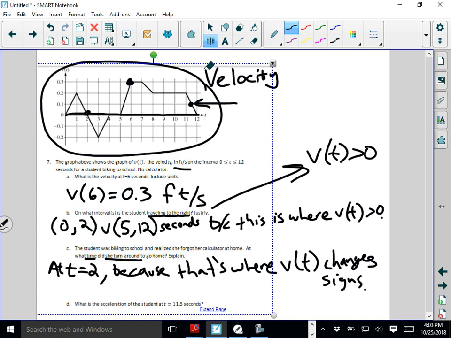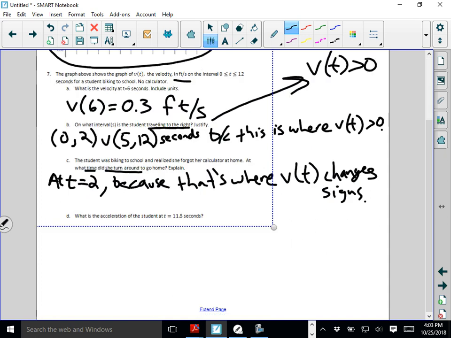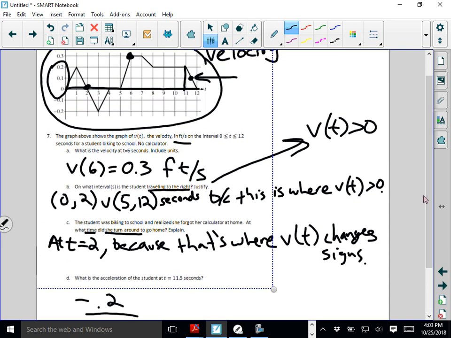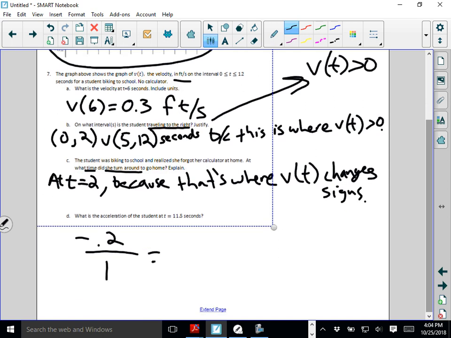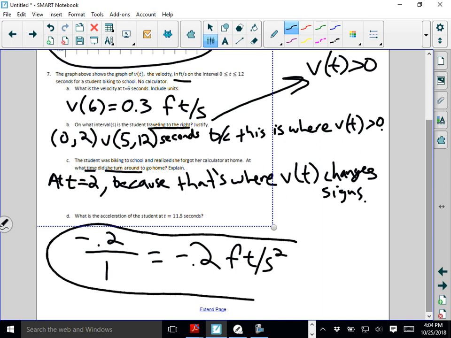So when I look at it, whenever I calculate slope on a graph, I just look at rise over run. Our rise here is we drop 2 blocks. Remember, the blocks are all 0.1 here. So I drop 0.2 and I run 1. So I get negative 0.2 over 1. So I get negative 0.2. And this is acceleration now, so I'm going to be in feet per second squared. Again, this equals A of 11.5.